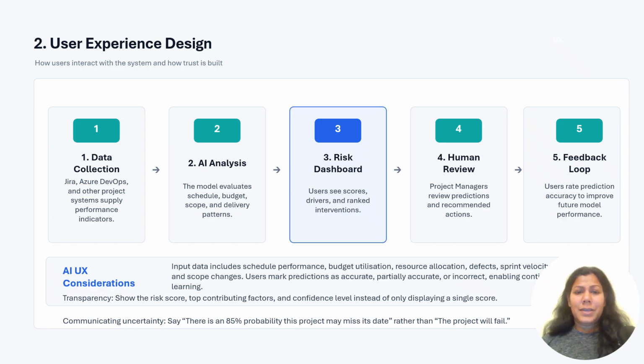The second AI UX consideration is transparency. The user should understand why a project is classified as high risk. Instead of displaying only a risk score, the system will explain the risk score, with contributing factors like 25% schedule variance, high defect count, and multiple unresolved critical issues. So providing explanations increases user trust and improves adoption.